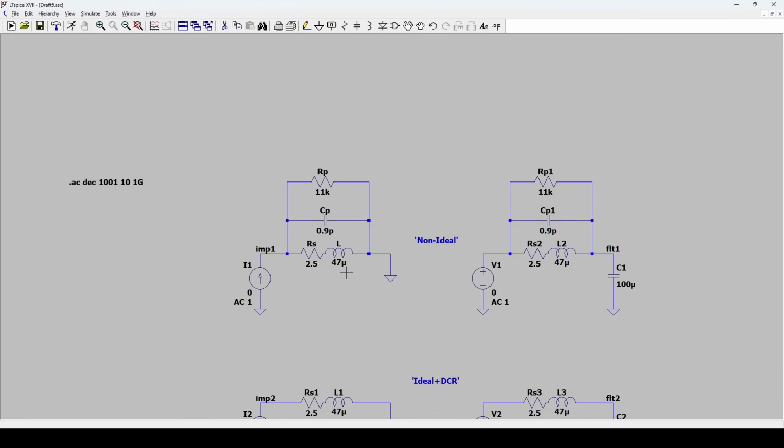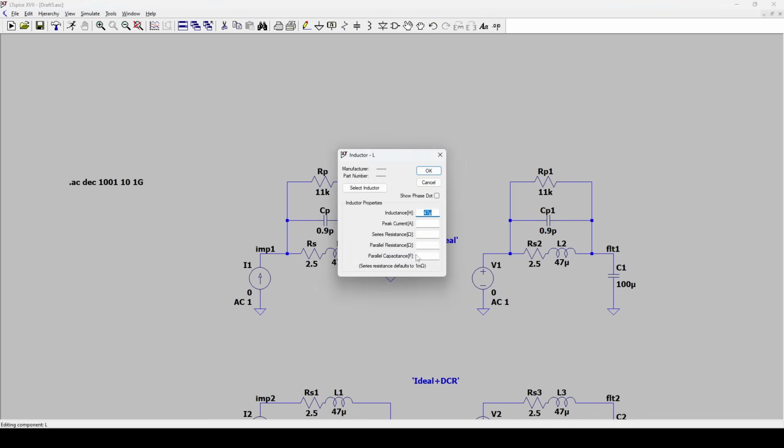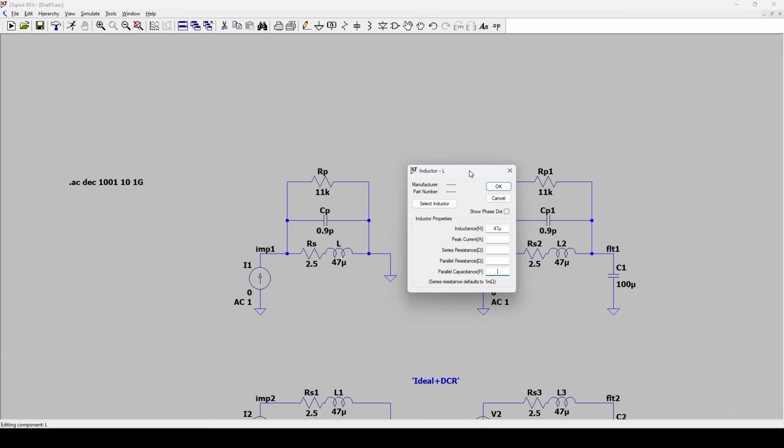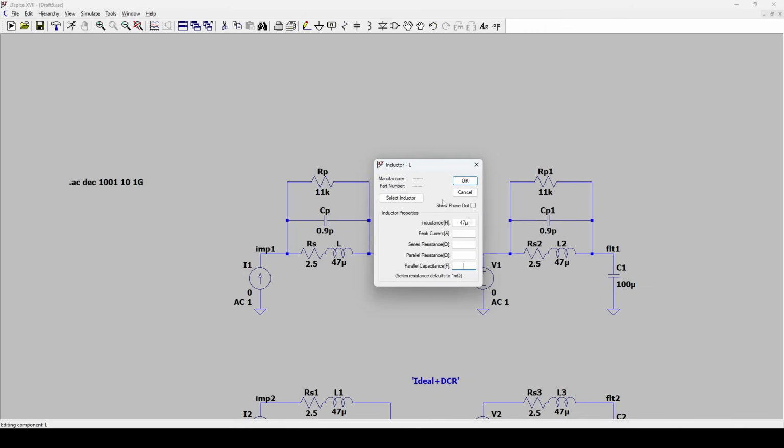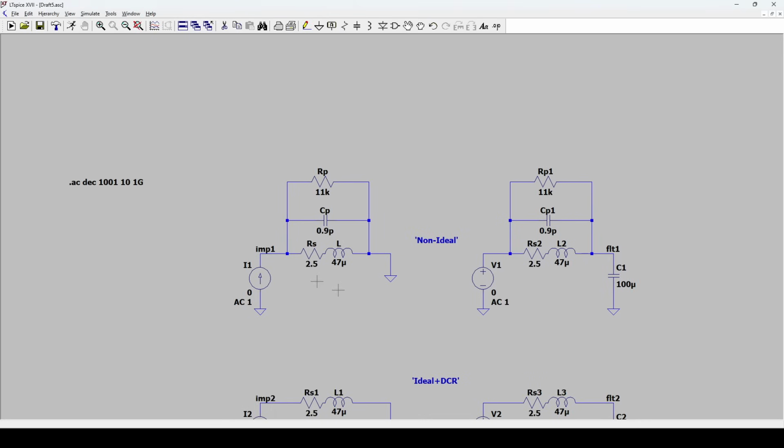If you're including these non-idealities, it is far better, rather than having all of these external circuitry and components, to right-click on your inductor and enter your series resistance, parallel resistance, and parallel capacitance into the inductor model itself here, rather than having external circuitry, because LTspice can handle these properties that are internal to the inductor far faster, and you get far faster simulation results with that. The way I've drawn it here is just for demonstration to make it a bit more clear.